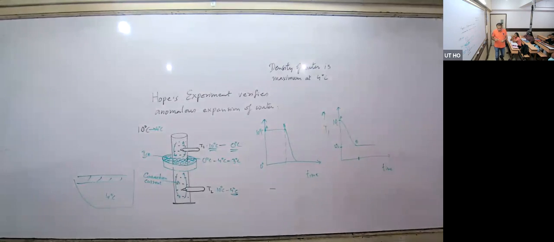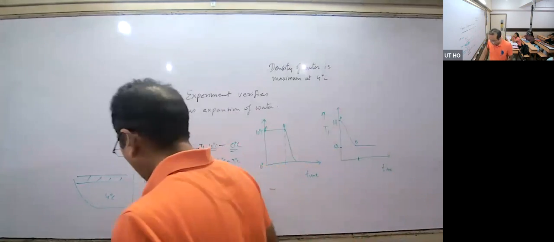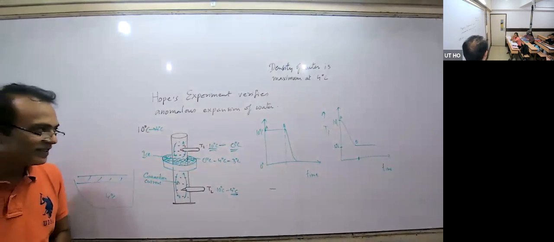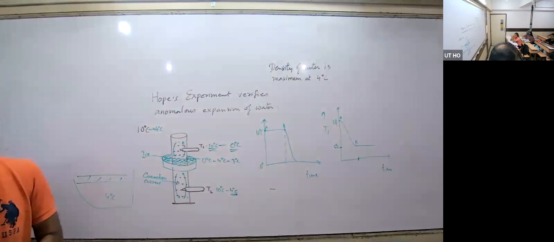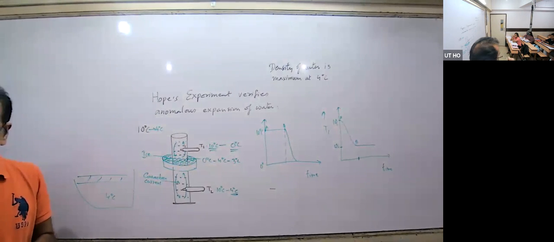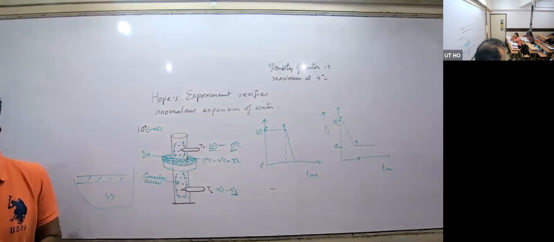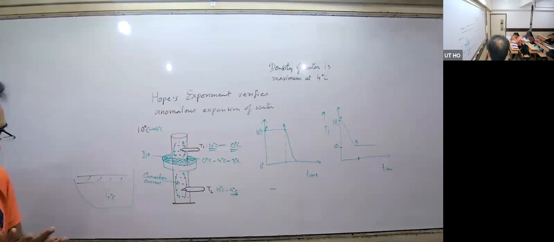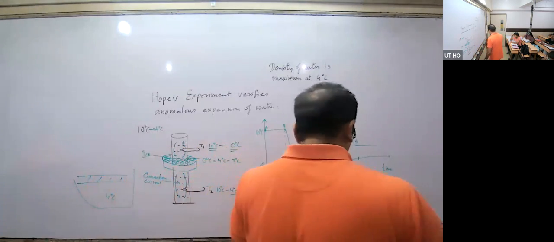Okay. So, any more questions on the experiment? Okay. I had explained the consequences of the anomalous behavior, the bursting of crop stems and the water pipes. So with this, the unit is over.